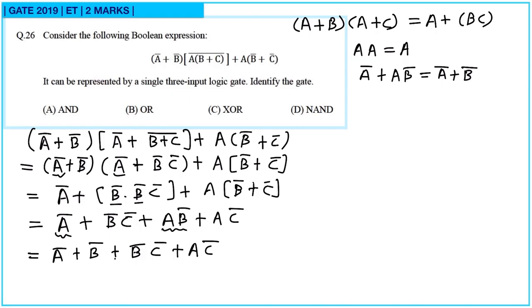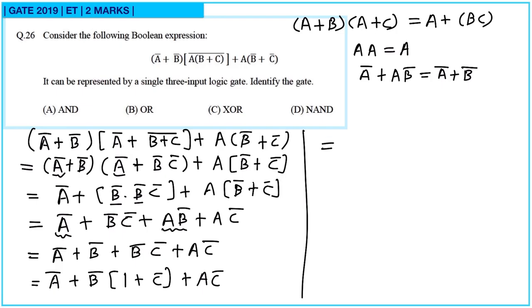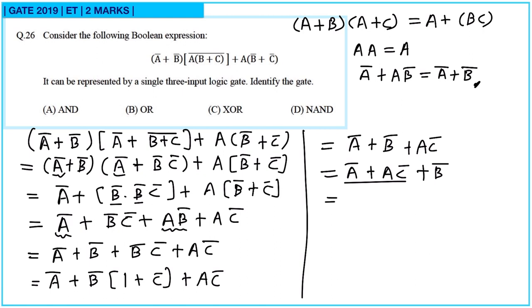Now here I can take this one common and B bar common. So this will be A bar or B bar in bracket 1 or C bar, AC bar. So that will be equal to 1 only. So this will be A bar or B bar or AC bar. And we can use this property again here for A bar, AC bar. So for A bar or AC bar or B bar, I am going to use this property. So this will be A bar or C bar or B bar. Or we can use De Morgan's theorem and write it as A, B, C, or. So this is a NAND gate.